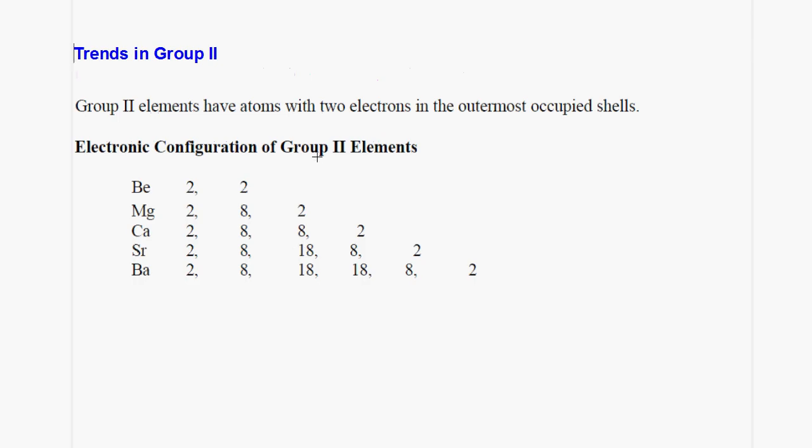Now let us look at some trends in some of these groups. We're going to be looking at group 2. Group 2 elements have atoms with 2 electrons in the outermost occupied shell. And these are the elements in group 2: beryllium, magnesium, calcium, strontium, barium. And these are the electronic configurations of each of these elements. And if you will notice, the last shell of each of them contains 2 electrons. So the last shell will tell you which group the element belongs to.